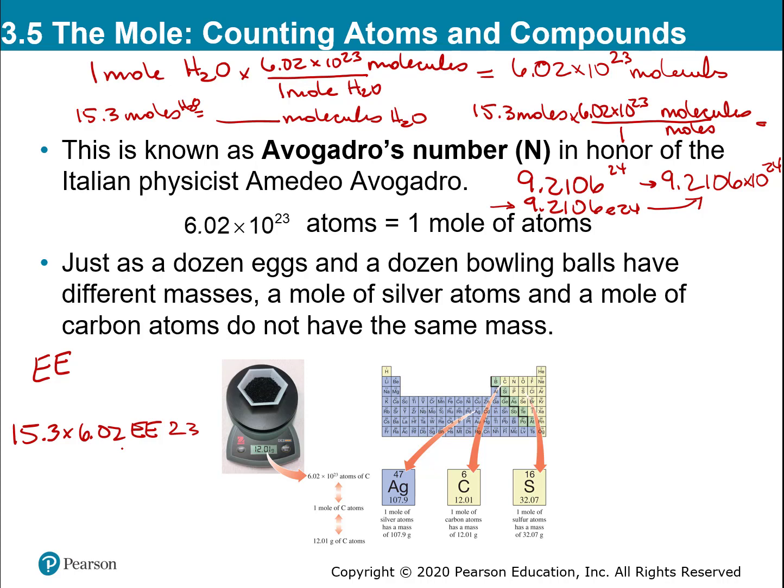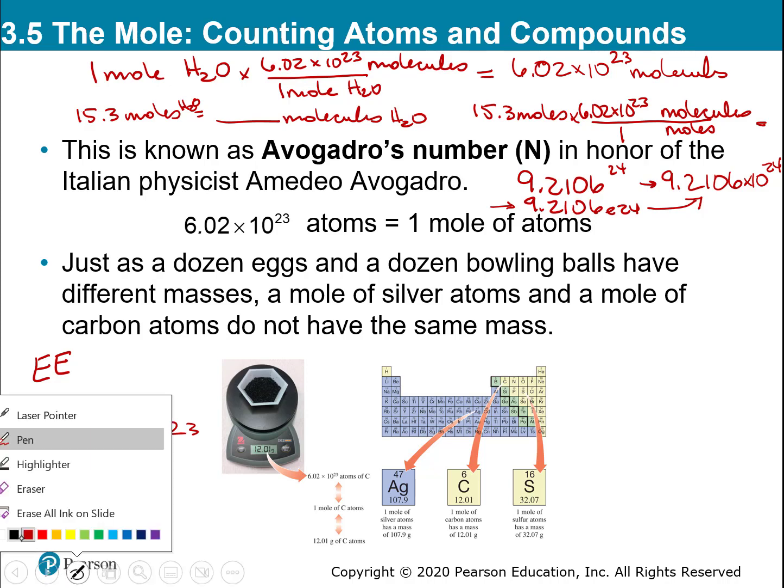15.3 times 6.02 EE 23. And what this does is it actually makes parentheses around the 6.02 times 10 to the 23rd, because if you've ever done exponents and you don't remember to put the parentheses, it'll multiply 6.02 and separate it from the times 10 to the 23rd. Everybody got that? Okay, so what about significant figures?